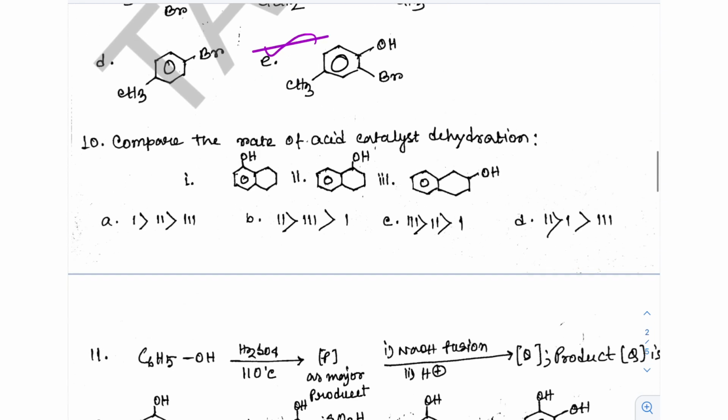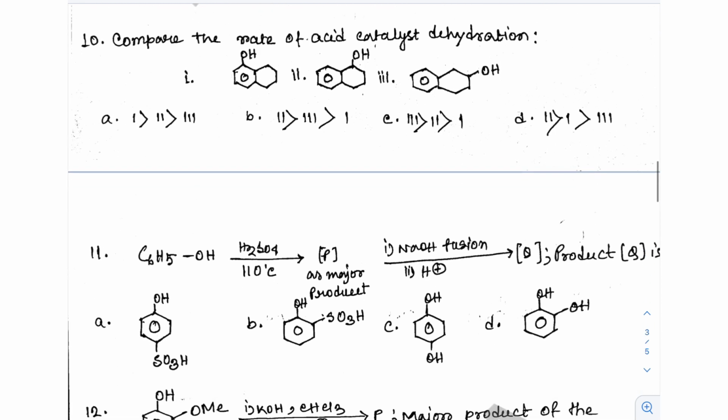Next, question 10. Compare the rate of acid-catalyzed dehydration. Again we have to focus on the corresponding carbocation from the carbon which contains the OH group. The OH will be released, and at that carbon atom the carbocation will be formed. Here the carbon present in the benzene ring contains the plus charge. That means it is a vinylic carbocation, highly unstable.